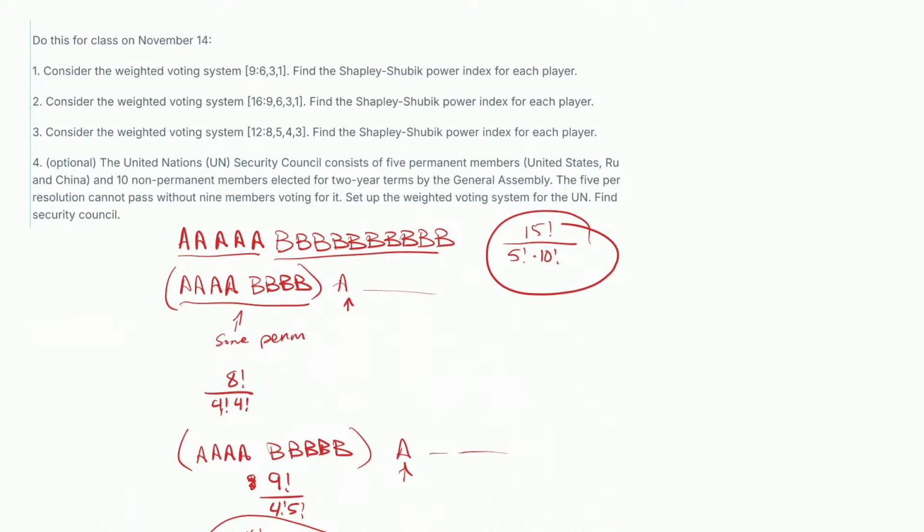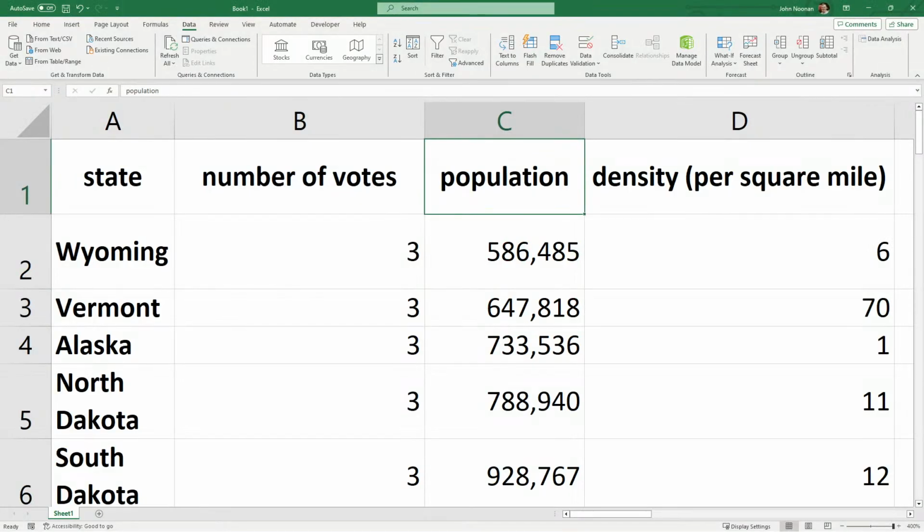But here, I thought it would be interesting to combine the Electoral College with a question. You have a number of votes for each of these states. I have all of the data I downloaded from the various websites: number of votes and populations for each of the states. And interestingly, when I downloaded that, I was able to get the density per square mile.